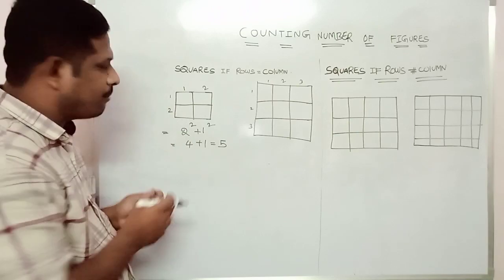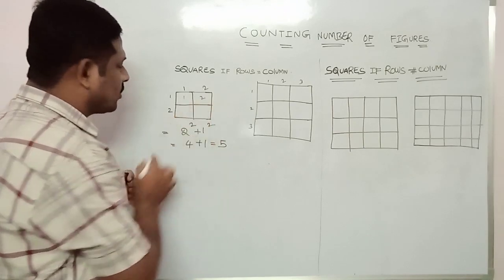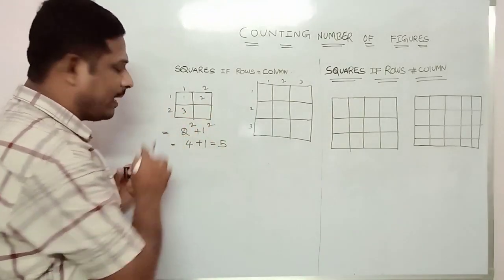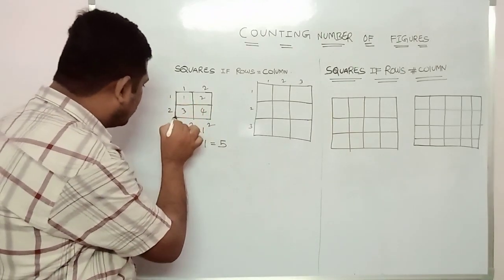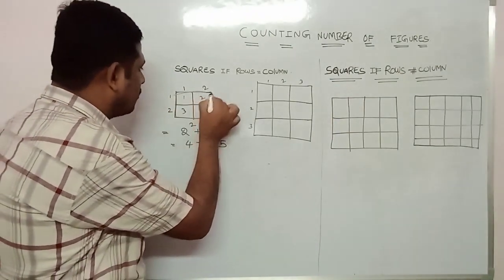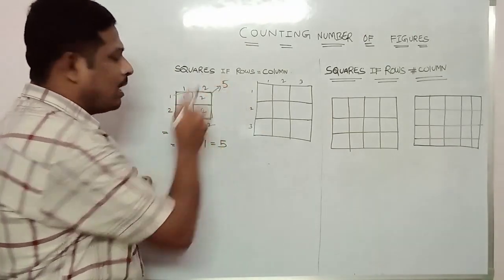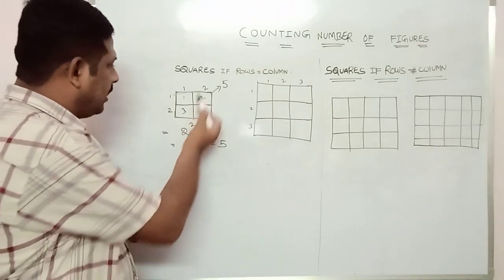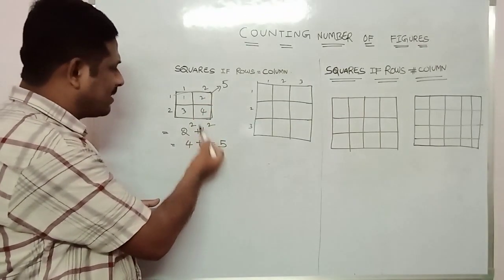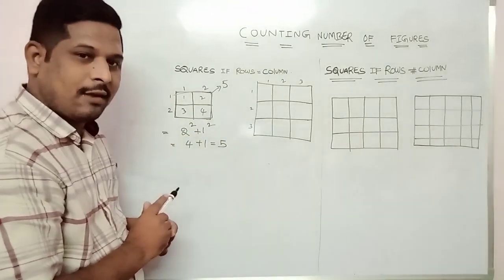See here how we can observe 5 squares. This is 1 square, this is second square individually, this is third square, this is fourth square. After that, a big square is there once you observe. 1, 2, 3, 4, 5. Instead of this, we have to use a format. See the maximum number 2 square plus next maximum number 1 square. 4 plus 1, which is 5.